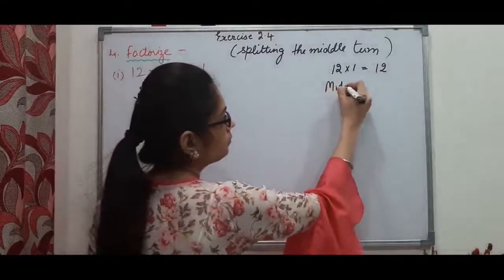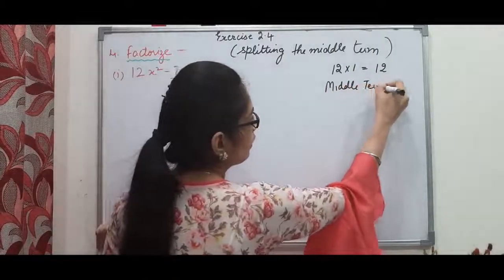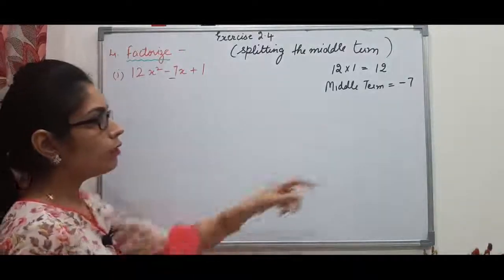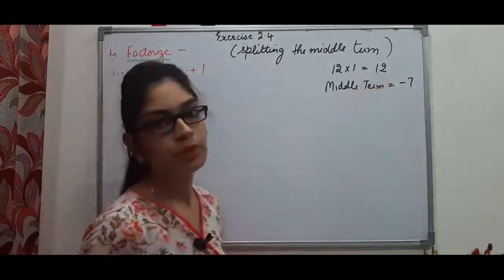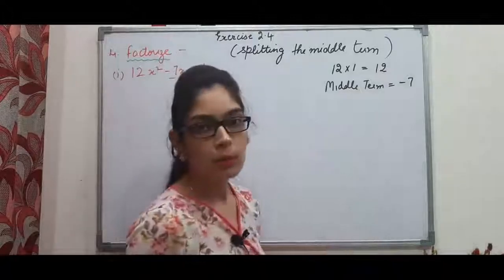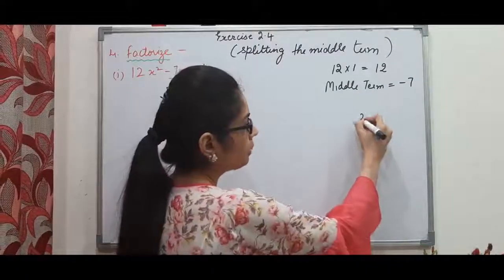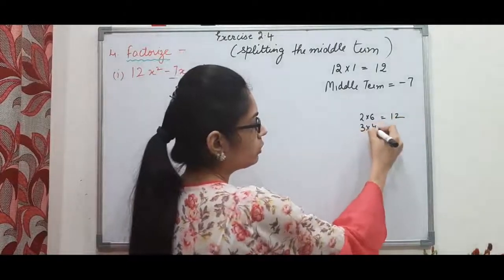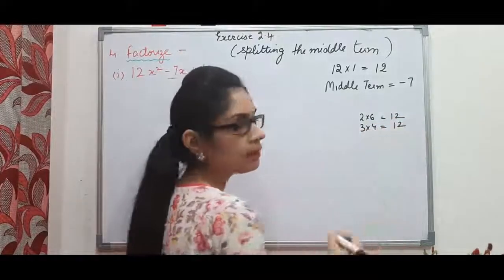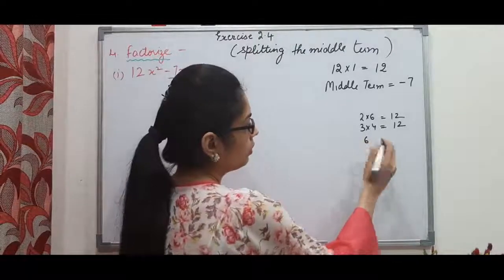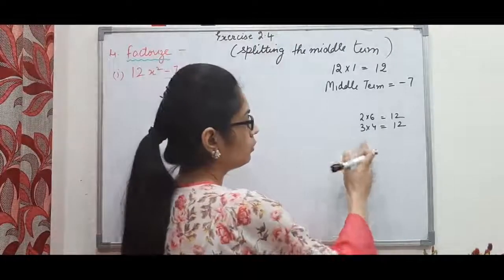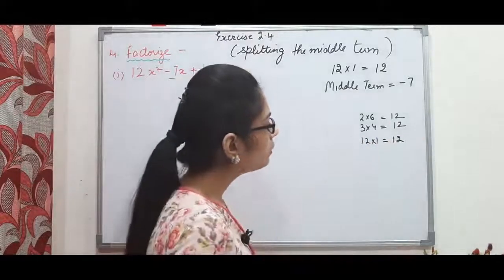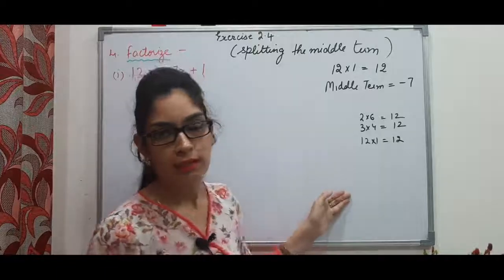So middle term, it is minus 7. You have to write the term along with the sign. Now you have to make factors of this term, 12. You can write all the possible factors because I know 2 into 6 is also 12, 3 into 4 is also 12, and I can say 6 into 2 we have already taken, so no need to repeat. 12 into 1 is also 12. So these are the possible factors I have written.